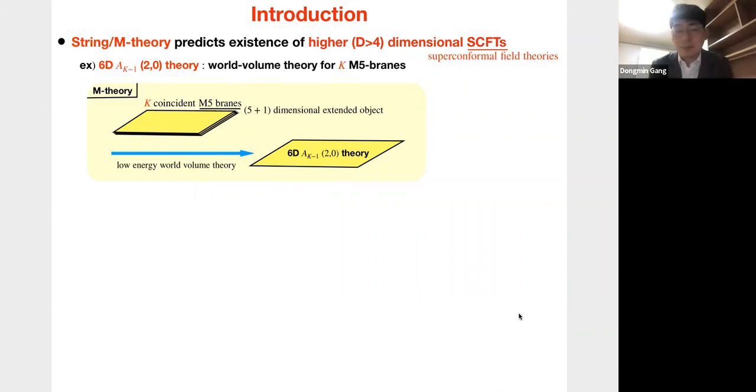So one of the non-trivial predictions of string and M theory is the existence of higher dimensional superconformal field theories. One of the most famous examples is the so-called 6d (2,0) theory, which is the CFT describing the world volume theory of multiple M5 branes. These theories are labeled by the natural number k, which corresponds to the number of M5 branes. So we are considering a stack of k coincident M5 branes whose world volume is a 5+1 dimensional extended object. In the IR low energy limit, it can be decoupled from the gravity in the bulk, and the theory living on the world volume is described by the six dimensional superconformal field theory, usually denoted by the 6d (2,0) theory of type A_{k-1}.